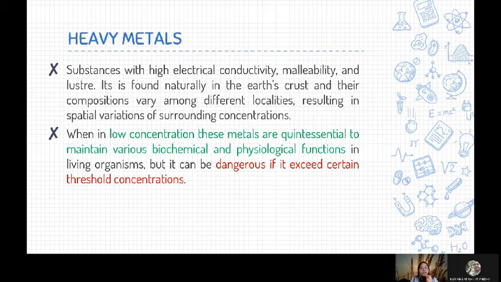Metal distribution in the atmosphere is governed by the properties of the metal itself and environmental factors. When in low concentration, these metals are quintessential to maintain various biochemical and physiological functions in living organisms, but it can be dangerous if it exceeds a certain threshold concentration, and it could lead to toxicity. Okay, that's all from me. I will pass to the next presenter.